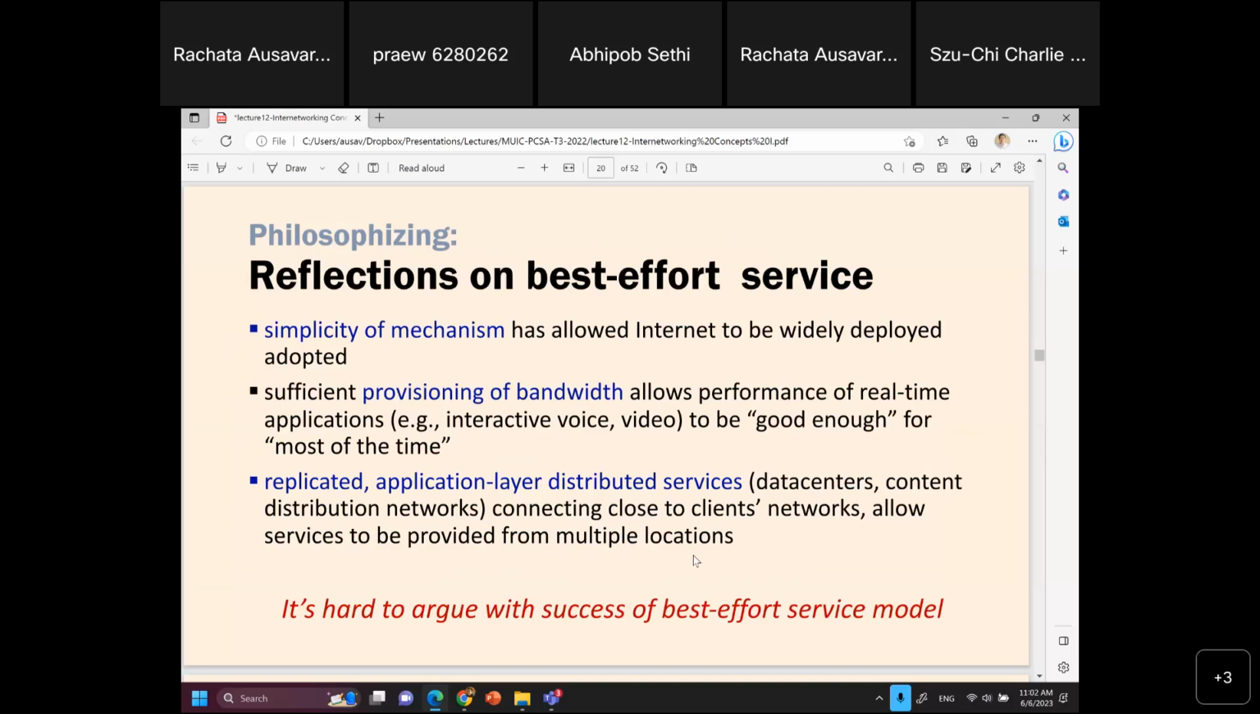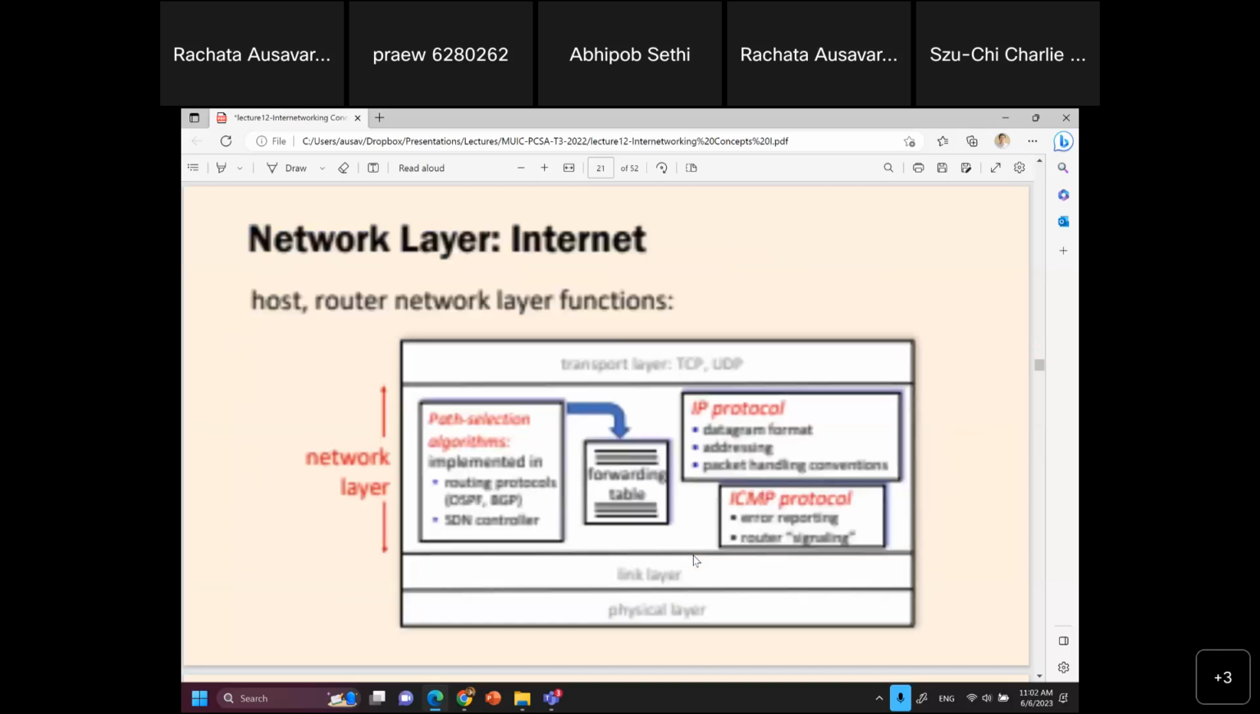But it is hard to argue with the success of the best effort service model because it's simple and it allows the user to do whatever they want. All right, network layer, the internet.